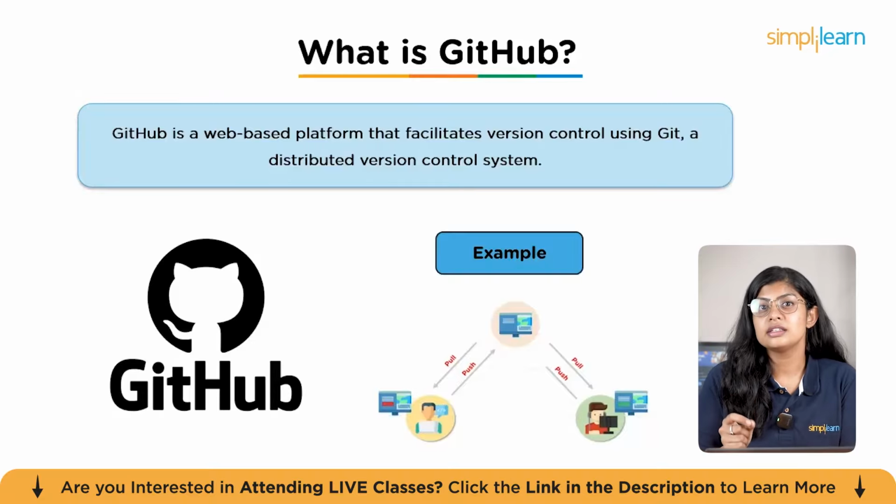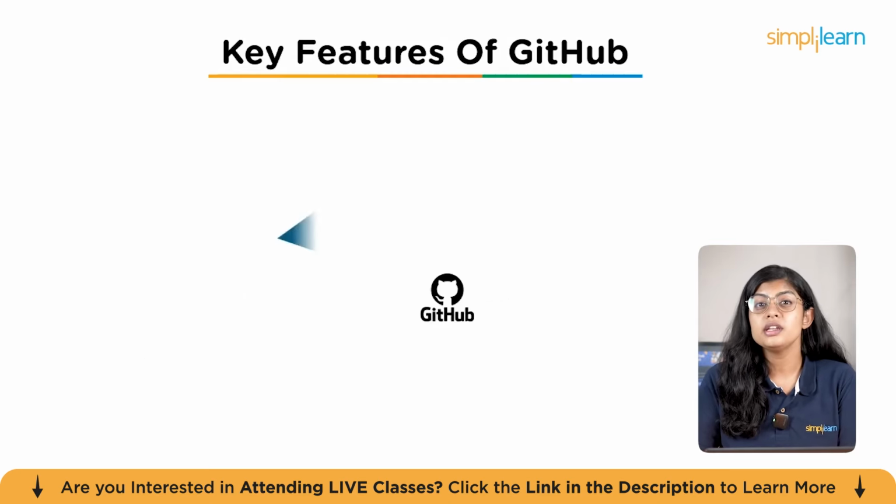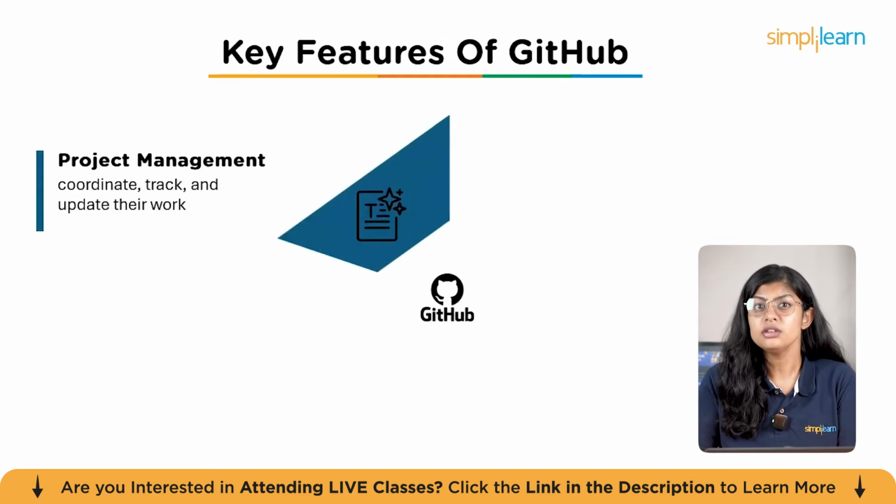Time to gain a better understanding of the importance and relevance of GitHub by exploring its features. The first one is easy project management. GitHub is a place where project managers and developers come together to coordinate, track, and update their work so that the projects are transparent and stay on schedule.